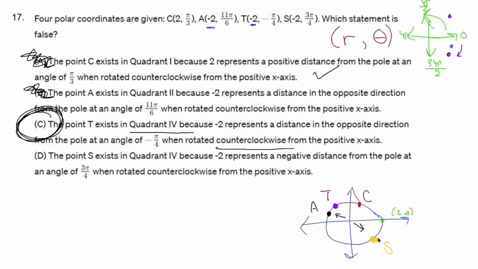S is in quadrant 4 because negative 2 represents a negative distance from the pole at the angle 3 pi over 2 counterclockwise. So that's a true statement. C is definitely the lie. So C is the one that we're going to circle.